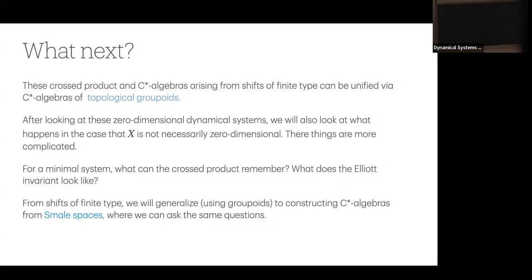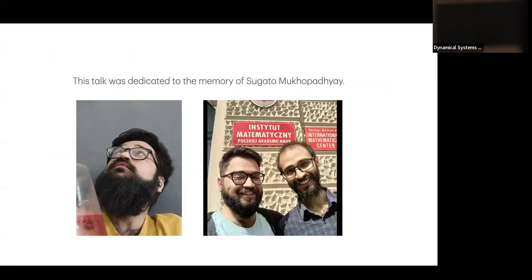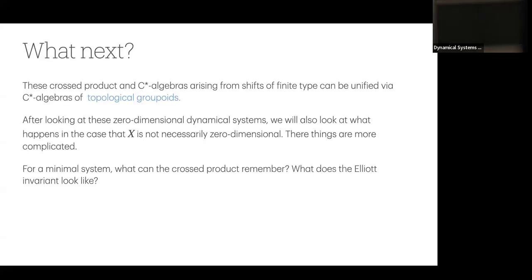And maybe just before we have questions, I wanted to say that I want to dedicate my talk to Shigeto, who died very recently. He was a postdoc at IMPAN for a while, fellow operator algebraist. So just wanted to say that. All right, so I'll go back to this slide.